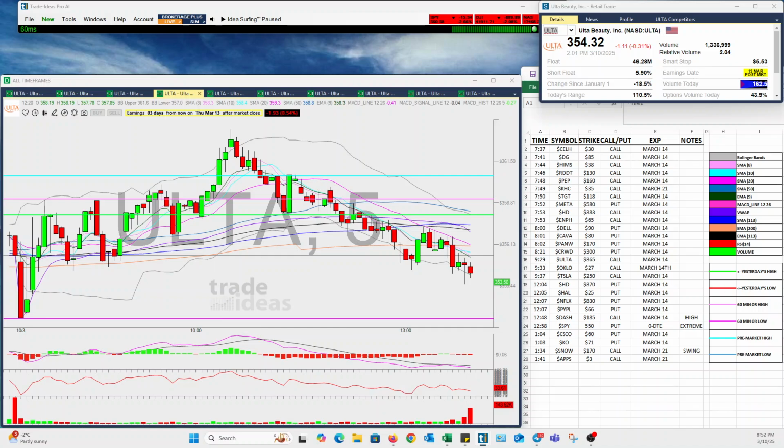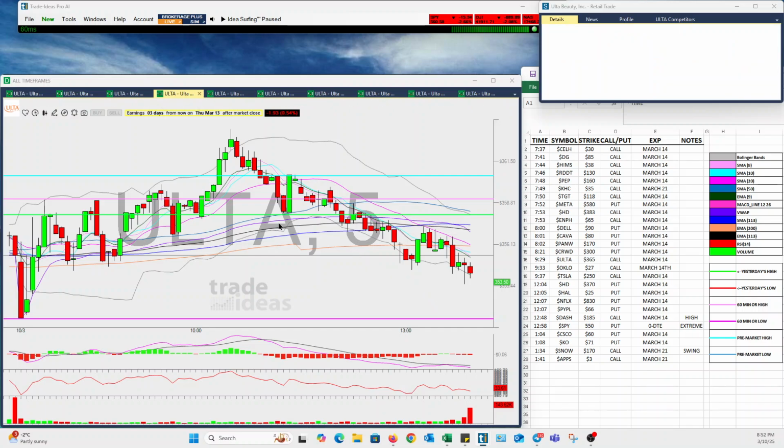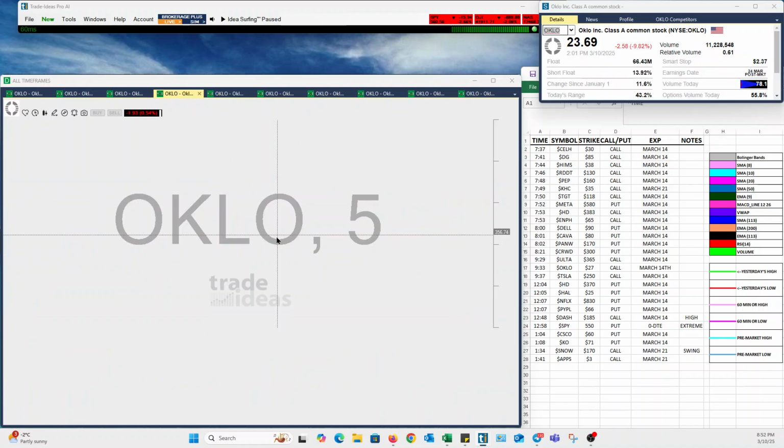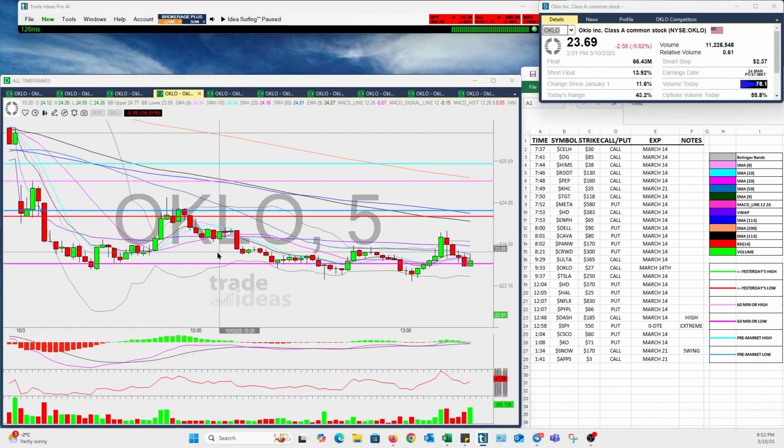Next we had OKLO, and that was a call. OKLO was called out at 9:33. Again, these are Mountain Standard Times, so 9:33 would be 11:33 Eastern Standard Time. So if we look at the chart here at 9:33, it was a call. This one was trying to catch this reversal. But obviously it rejected. This is pre-market low, and this is yesterday's low.